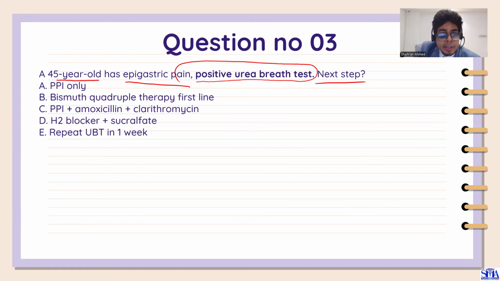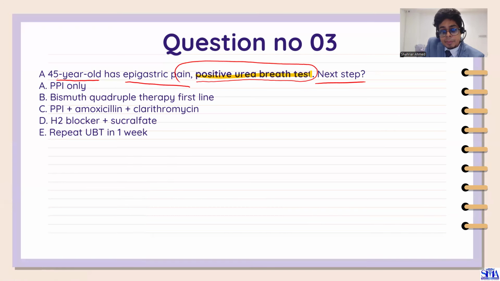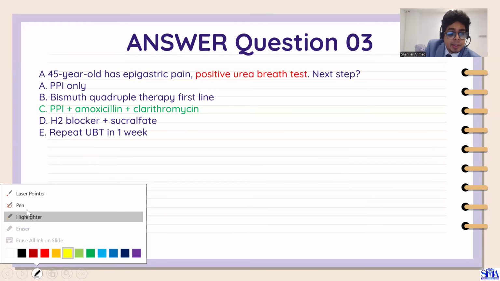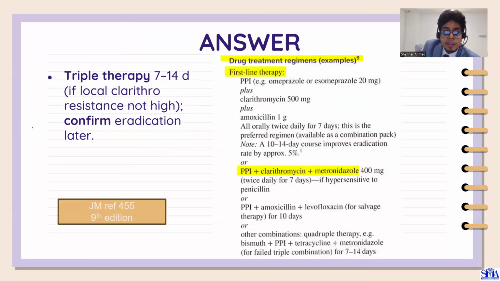Okay, great. Now it's time to reveal. Urea breath test positive. We discussed it last time. In urea breath testing, if it is positive, this is definitely H. pylori. So we need H. pylori eradication. Now for H. pylori eradication, what are we going to do? We are going to use triple therapy. This is the triple therapy we're talking about, as per John Murtagh, page number 455, ninth edition. Here is your line.